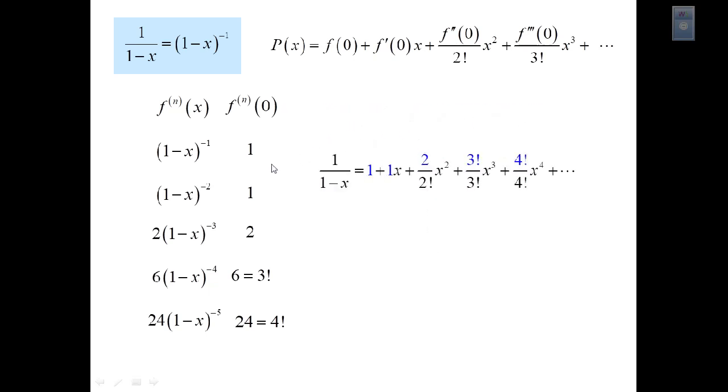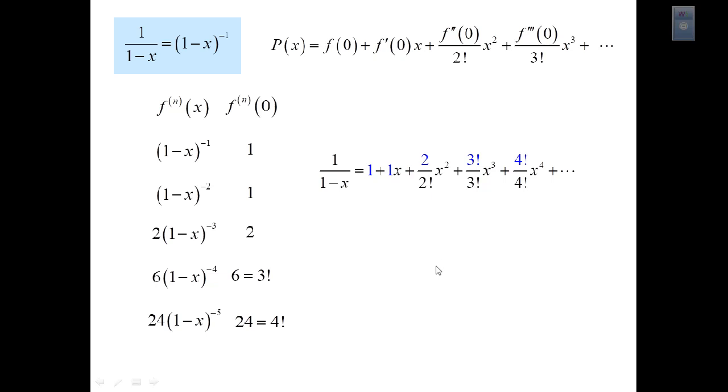So when we actually start putting everything in, we've got f of 0, which we found to be 1, plus f prime of 0, which we found to be 1, times x, plus f double prime of 0 over 2 factorial times x squared, where we found f double prime of 0 to be 2. 2 over 2 factorial is going to give us 1, because 2 factorial is just 1 times 2. Then the next one is 3 factorial over 3 factorial. Those are going to cancel out. 4 factorial over 4 factorial is going to cancel out. So we end up with 1 plus x plus x squared plus x cubed plus x to the fourth.